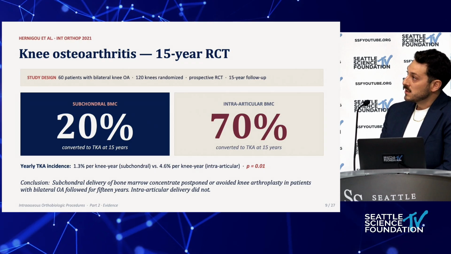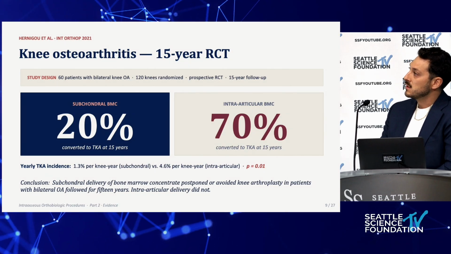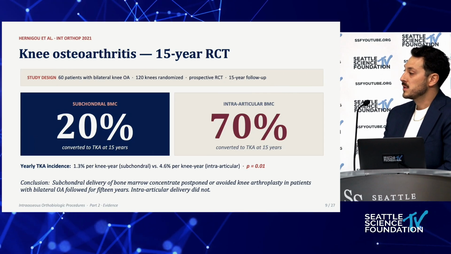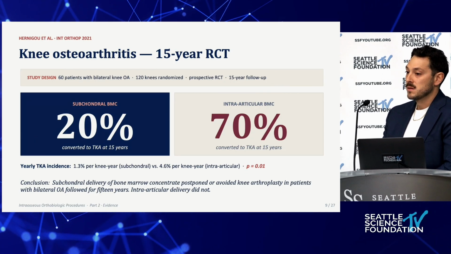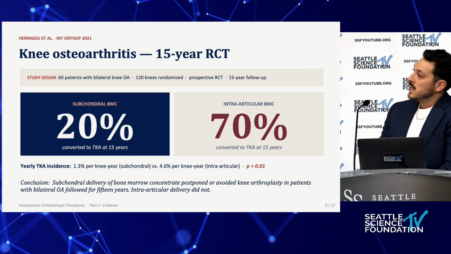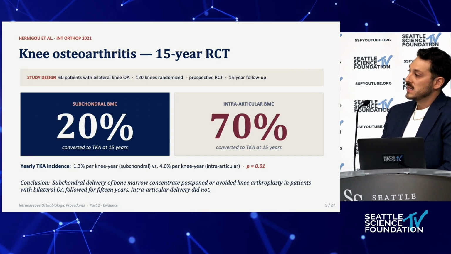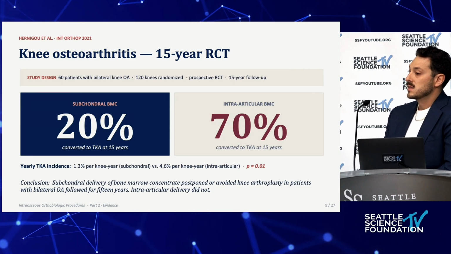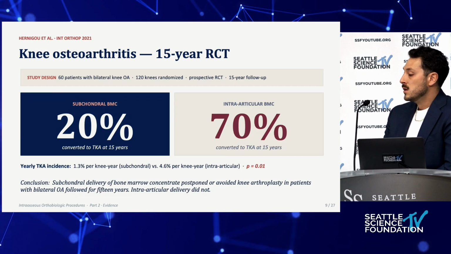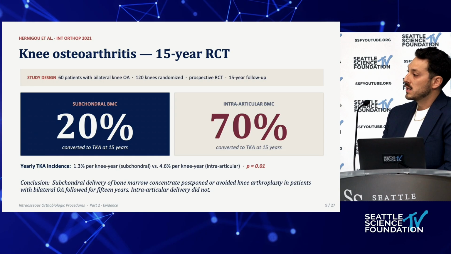So for knee osteoarthritis, there's a 15-year randomized controlled trial with 60 patients with bilateral knee arthritis, 120 knees randomized. These are patients who were treated with one knee with subchondral bone marrow concentrate and the other knee with an intra-articular injection. And only 20% of the patients who had the subchondral bone targeted converted to TKA after 15 years, whereas 70% of patients who only had the joint targeted converted. So a significant change in the patient's progression to having a knee replacement when you target the bone and not just the joint.